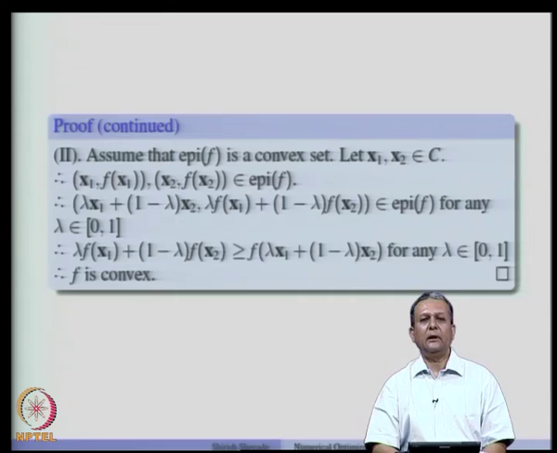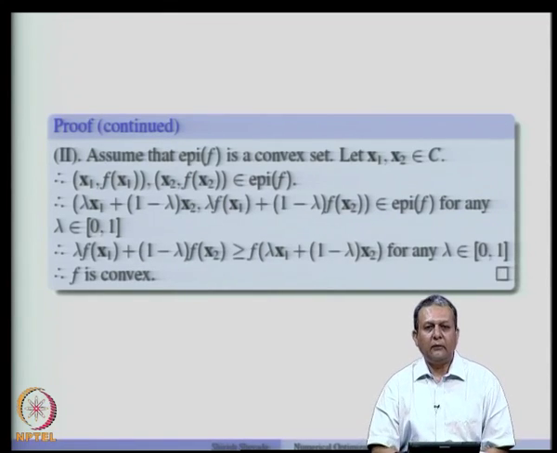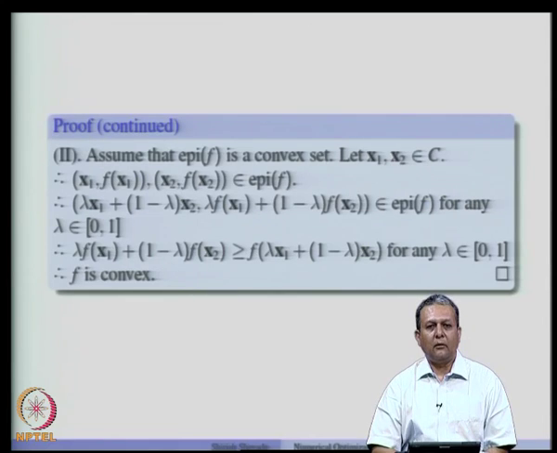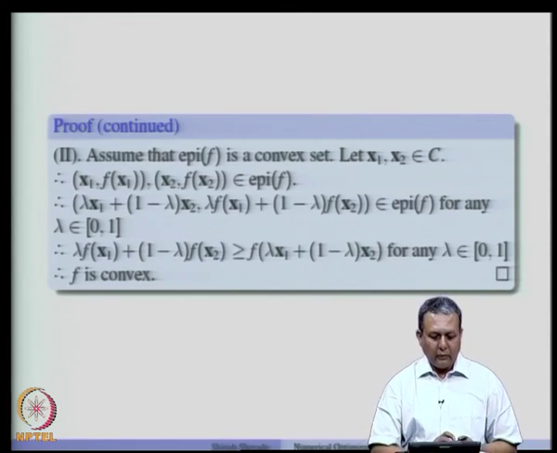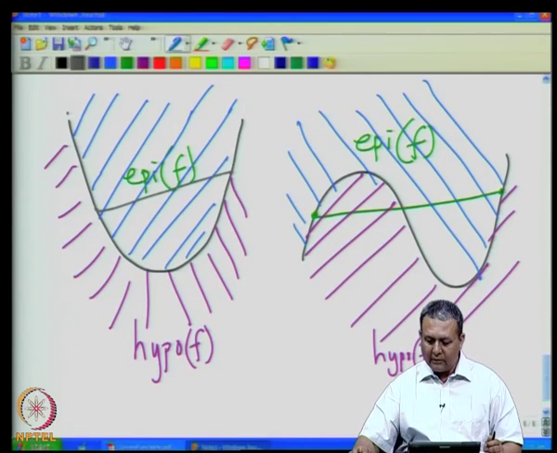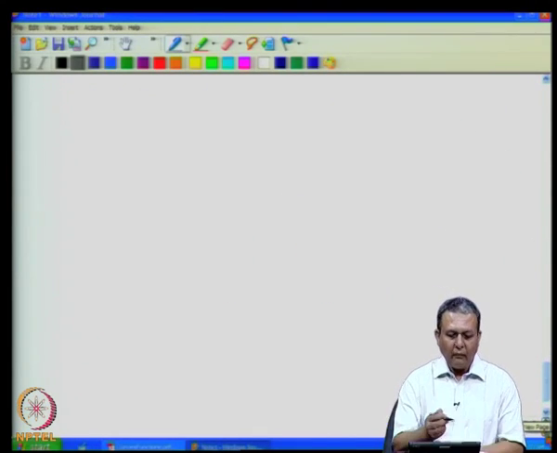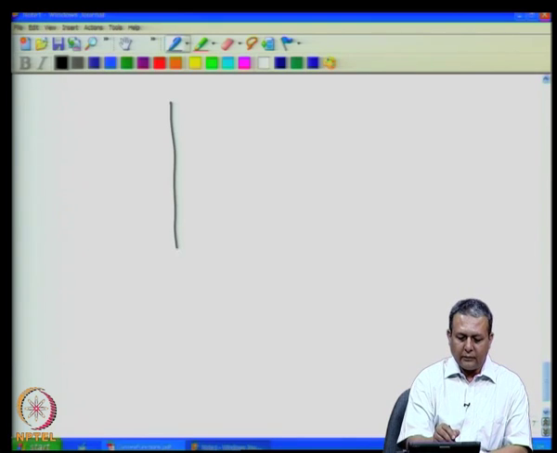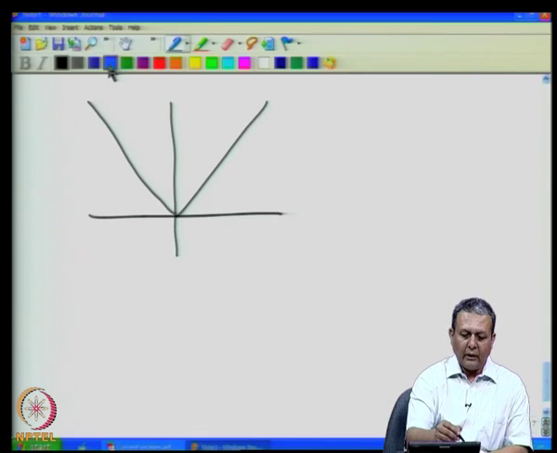So, what we have shown is that a real valued function f defined on a convex set C is convex if and only if the epigraph of the function is convex. Now, if we look at some other function, let us consider the function mod x, and then let us try to draw the epigraph of this function.